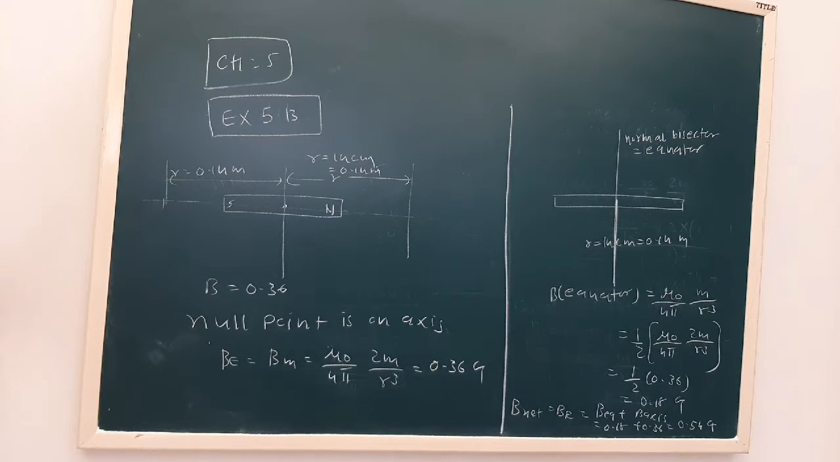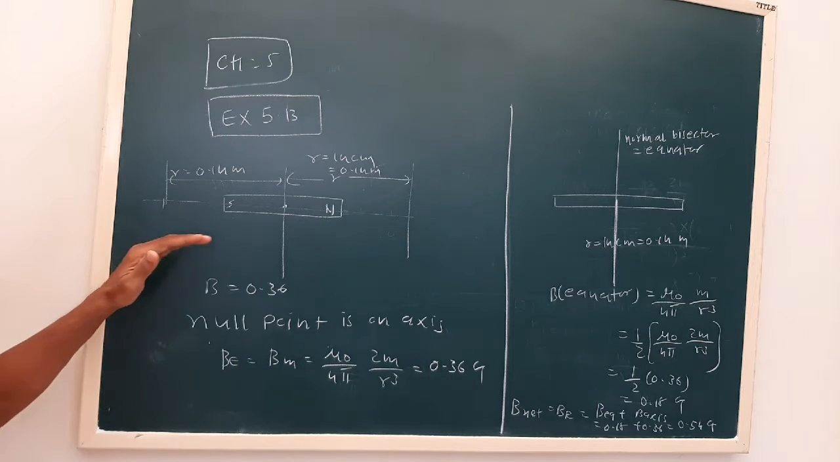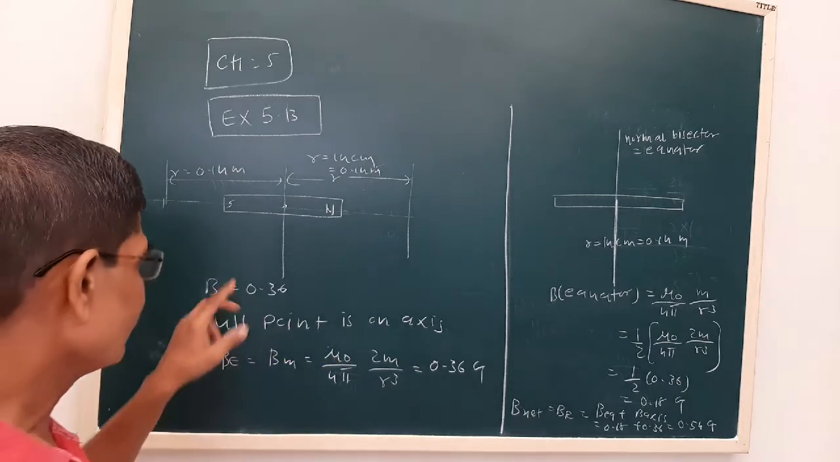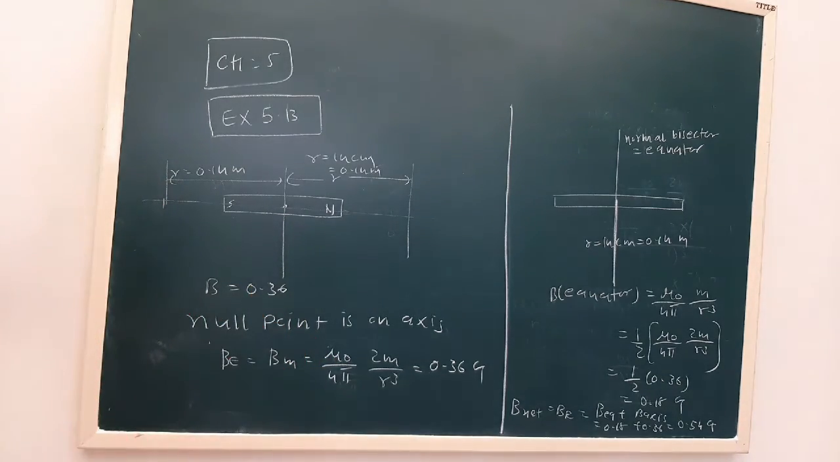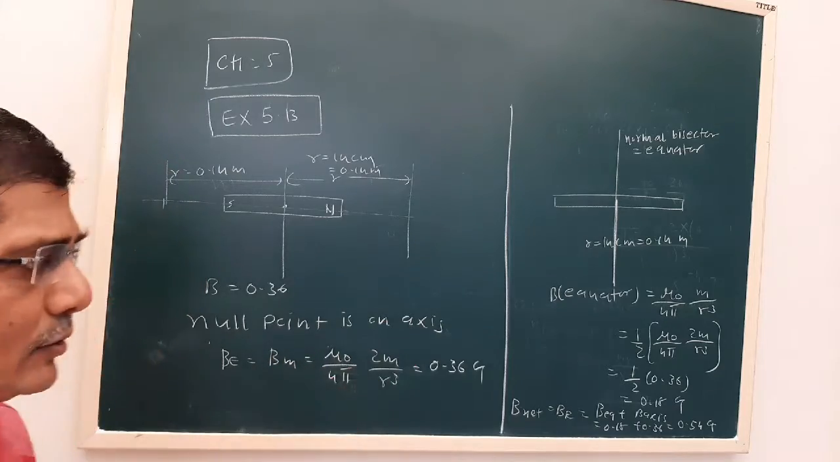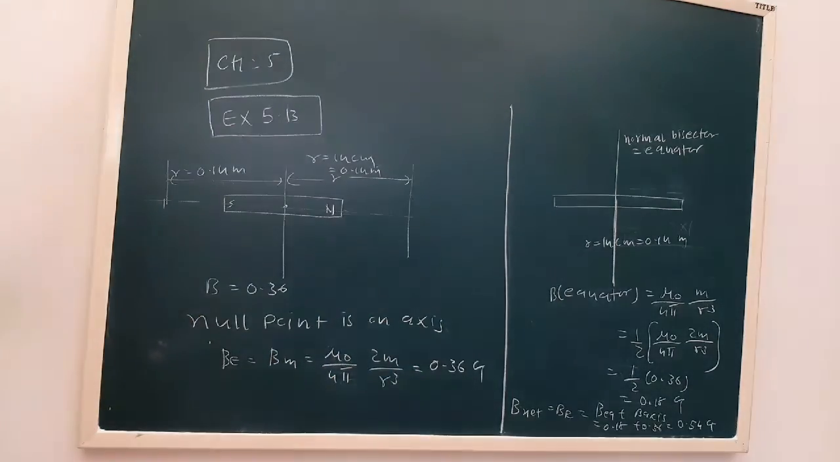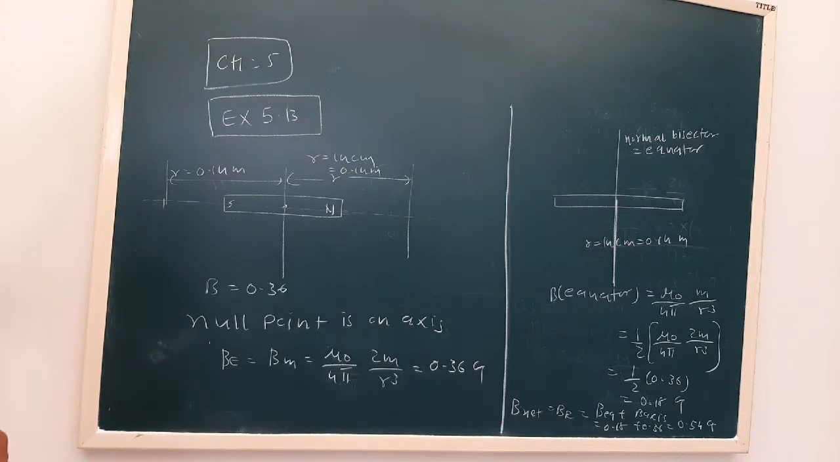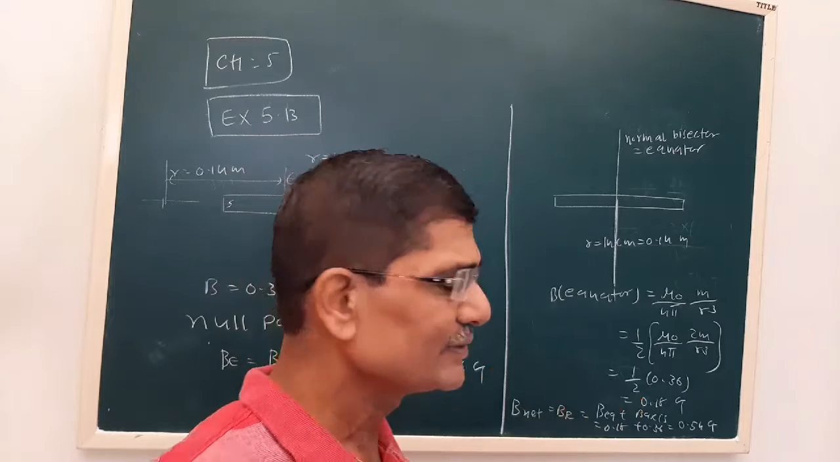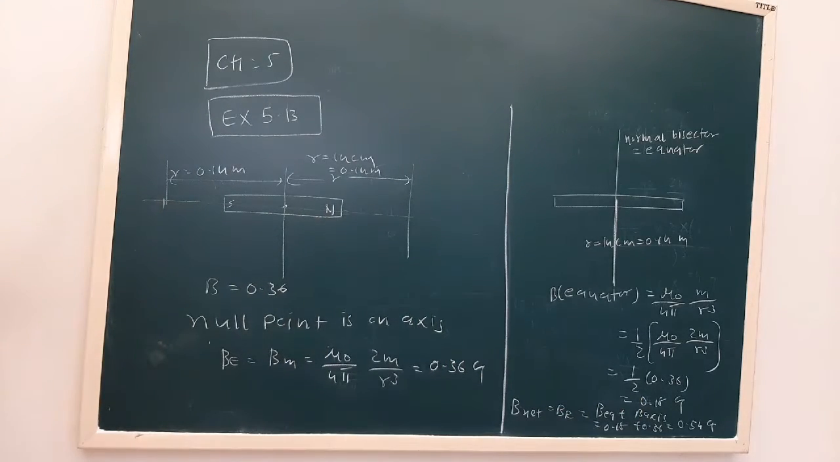Now here first data is given that the first time the null point is on the axis. What is the formula for the axis? Mu 0 upon 4 pi 2m upon r cube, that is given as 0.36. Now what is the magnetic field at a similar distance on the equator? That will be obtained as 0.18 cos. So the net magnetic field will be the sum of the two magnetic fields, that will be 0.54 cos.